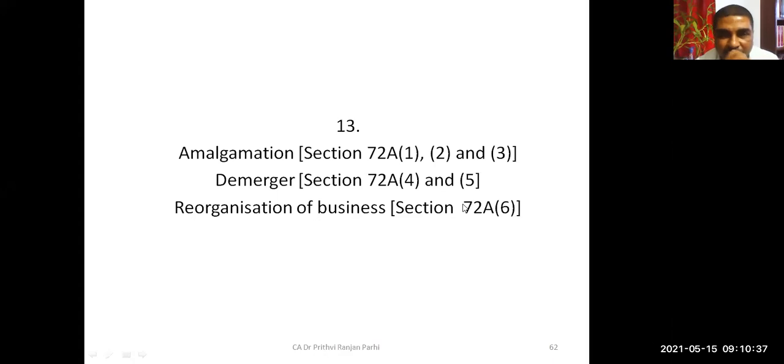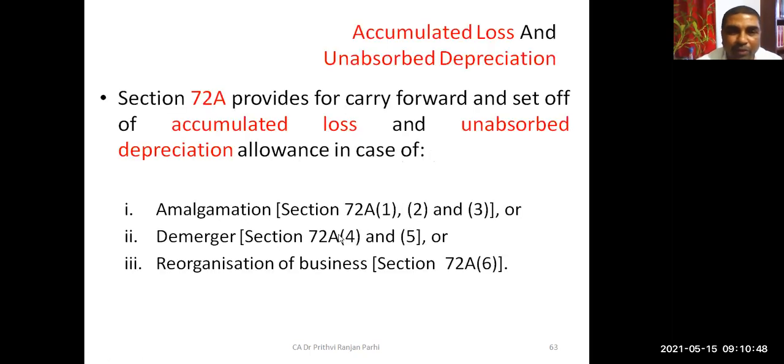How do we deal with carried forward losses in these situations? That is what we are going to learn now. These are the sections. Section 72A broadly will be dealing with this. Here also, these three sections will be discussed only at a very surface level. We will not go deep into that.